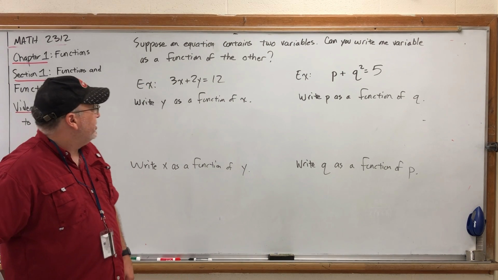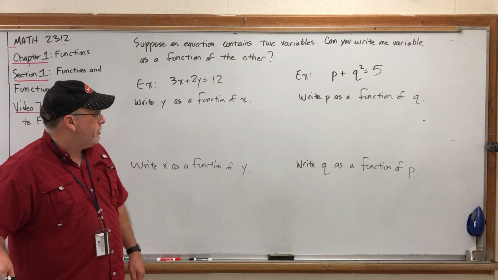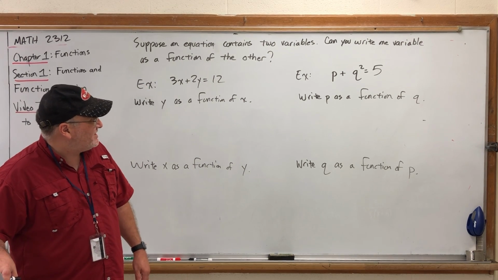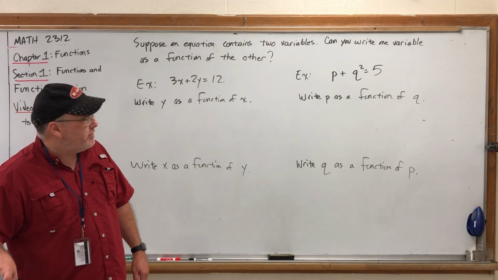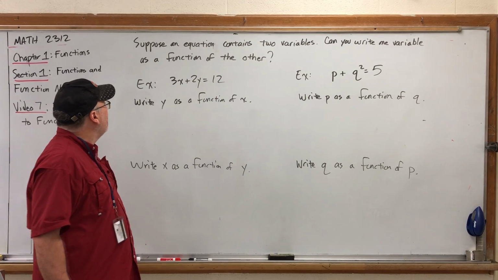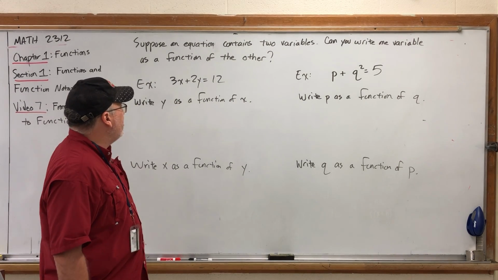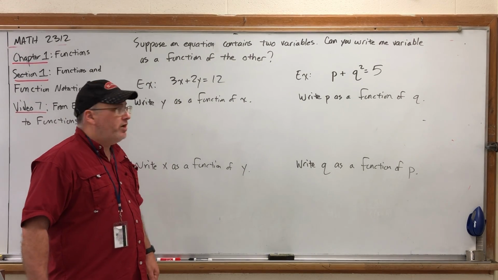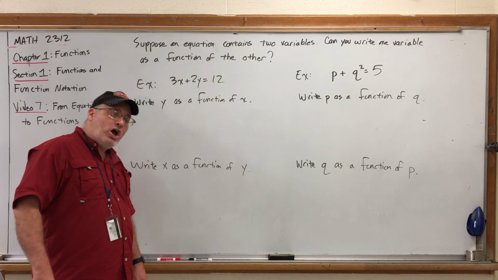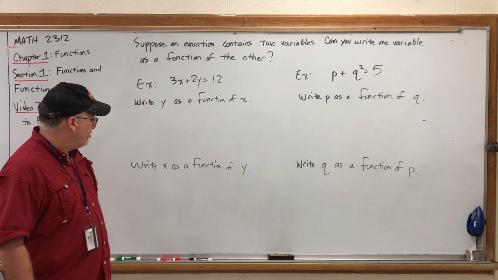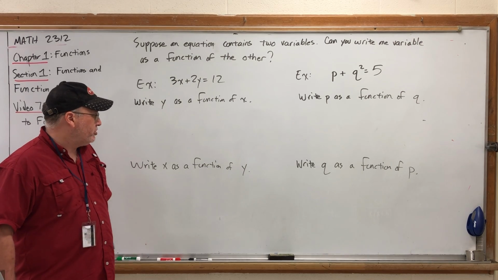We're going to take a look at this, but only in the context of two variables. Of course, it is possible to have more than two variables, but we won't be going beyond two variables in this class. For example, let's consider the equation 3x plus 2y equals 12, and see if we can write y as a function of x and write x as a function of y.